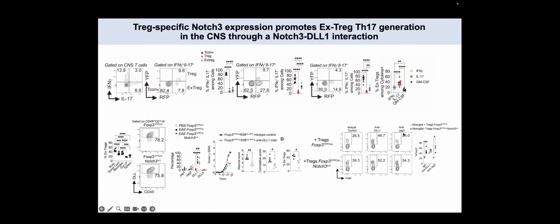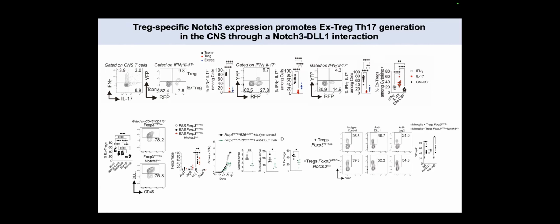And as a control, we use an anti-Jagged2, and these anti-Jagged2 are not inducing the same protection. Here is a quantification really showing that you prevent the destabilization with anti-DLL1, but not with anti-Jagged2. And in a Notch3 background, blocking anti-DLL1 are not changing, really showing that after the migration to the CNS, the Notch3 positive Treg will interact with microglia that express DLL1 to induce this destabilization.